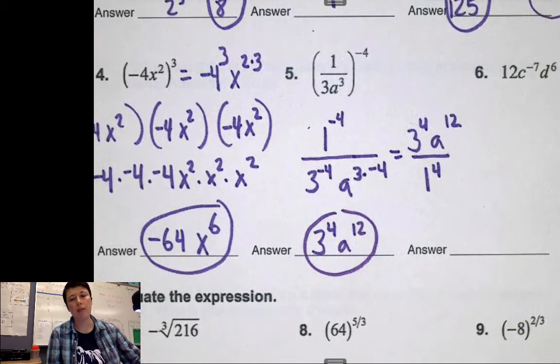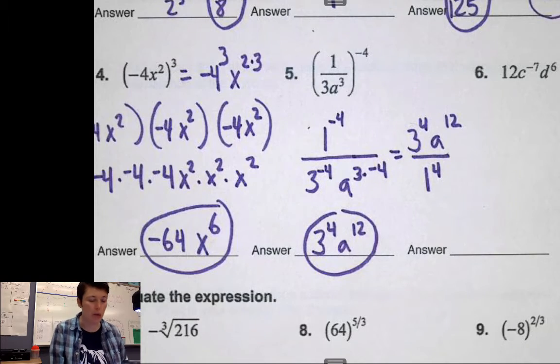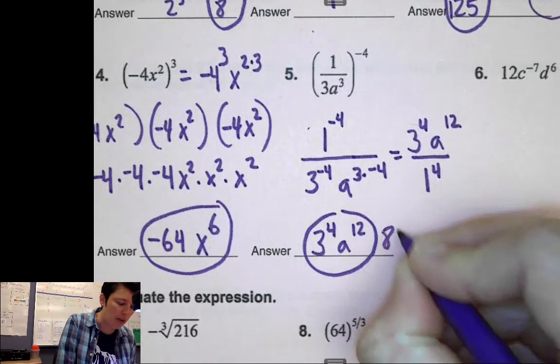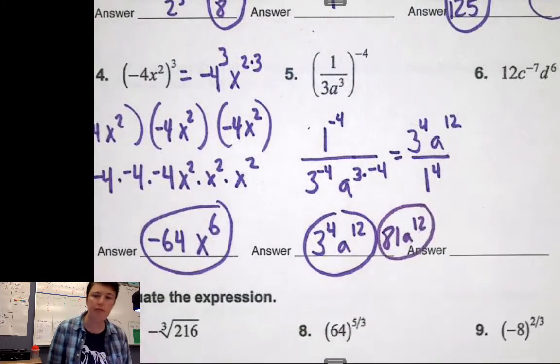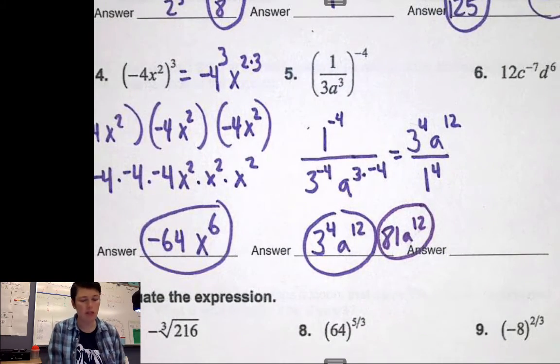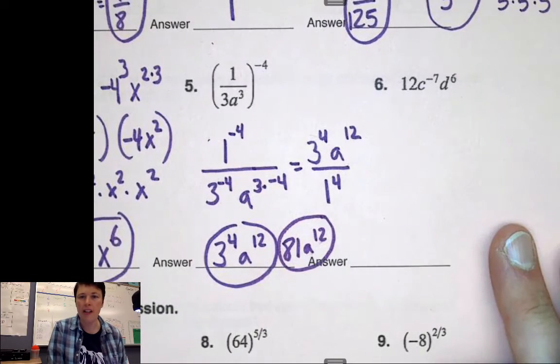If you really feel like multiplying 3 to the 4th out, you could. That is an option if you wanted to do that. 3 to the 4th, I believe, yeah, it's 81. So you could rewrite this as 81 a to the 12th power, and that would be fine too. Either answer counts. Okay, let's look at number 6 here.